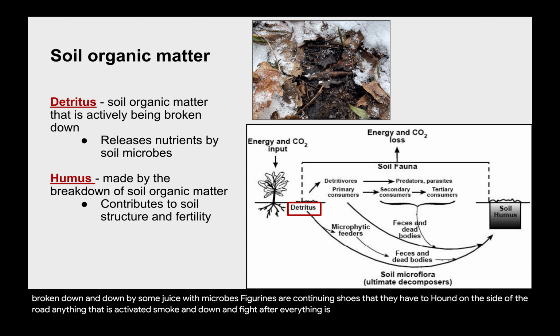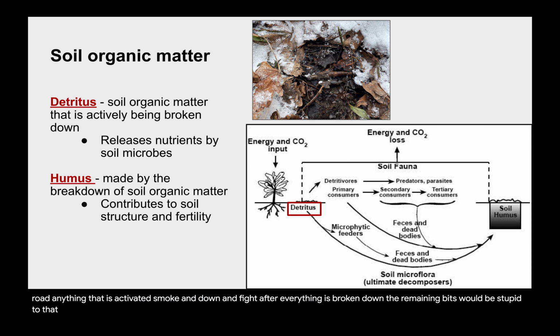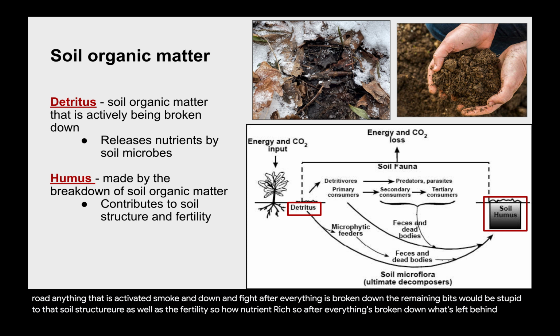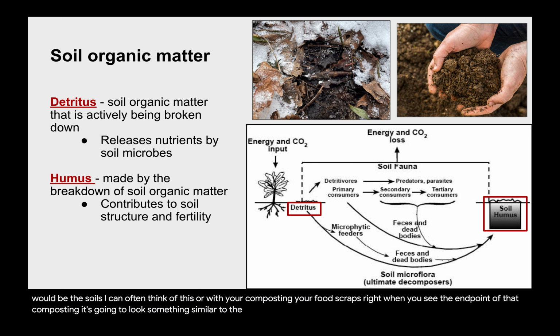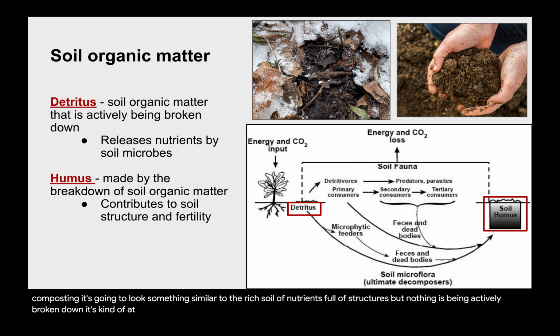After everything is broken down, the remaining bits would be humus. Humus is going to contribute to the soil structure, as well as the fertility, so how nutrient-rich that soil is. After everything's broken down, what's left behind would be the soil humus. You can think of this if you're composting your food scraps. The end point of that composting looks similar to a rich soil, full of nutrients, full of structure, but nothing is being actively broken down. It's at its end point.